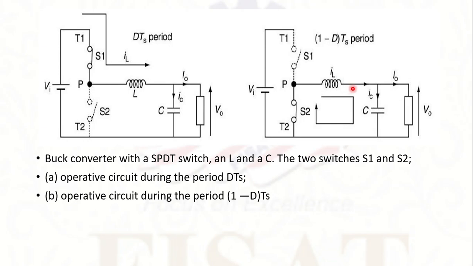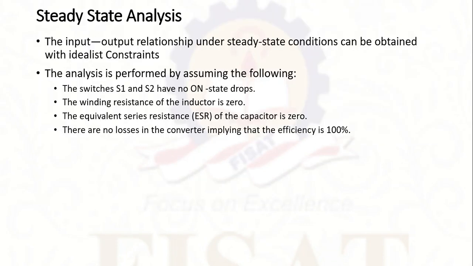So the AC current will go through the capacitance and the DC current will go to the output. So the capacitor current, or IC, will be the inductor current minus the DC current. That is, IC will be equal to IL minus IO.